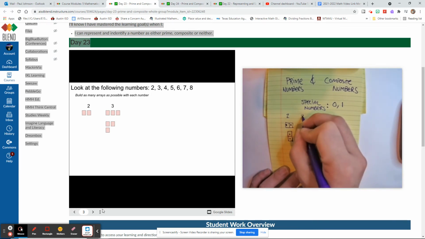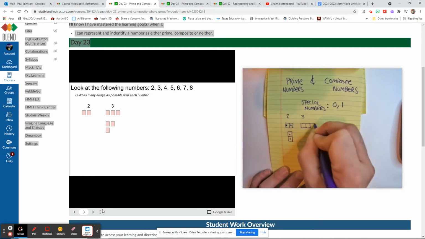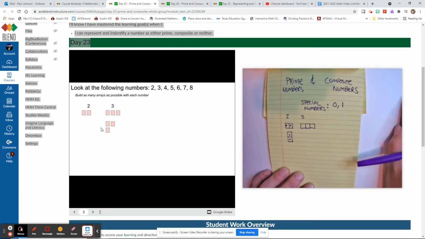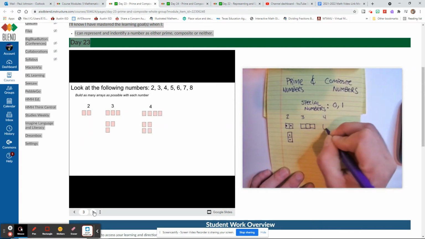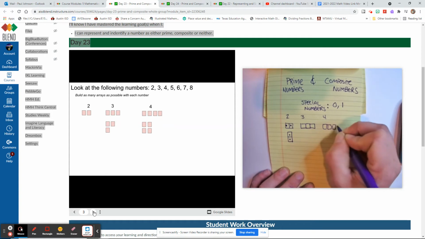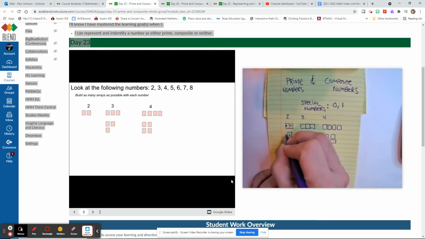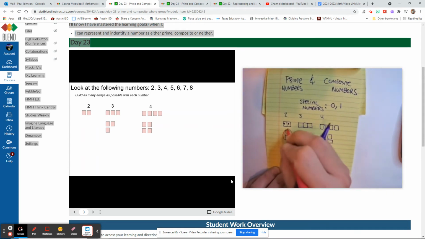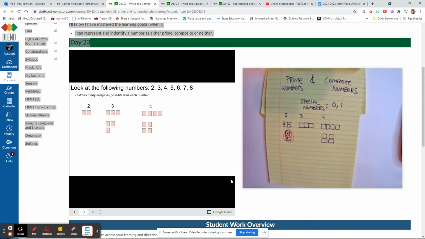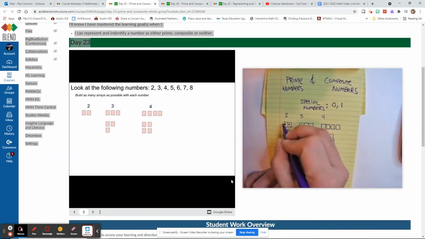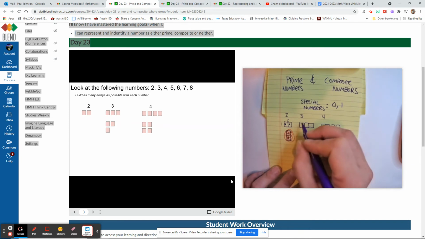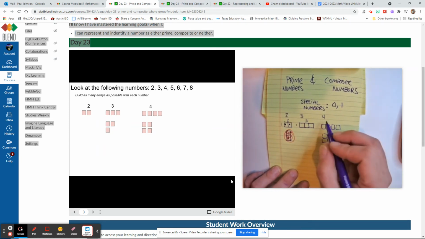So with 3, we could make 1, 2, 3. With 4, we could make 1, 2, 3, 4, or we could make a 2 by 2. Both of those equal 4. Just to not be confusing, let's just look at these. With 2, we were able to build a 1 by 2. With 3, we were able to build a 1 by 3. With 4, we were able to build a 1 by 4 and a 2 by 2.